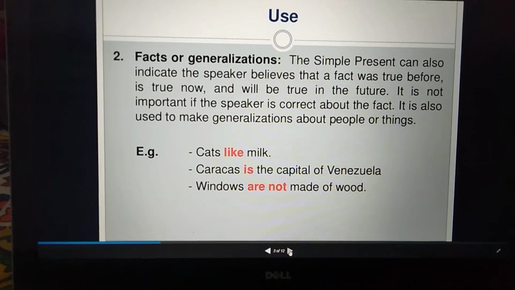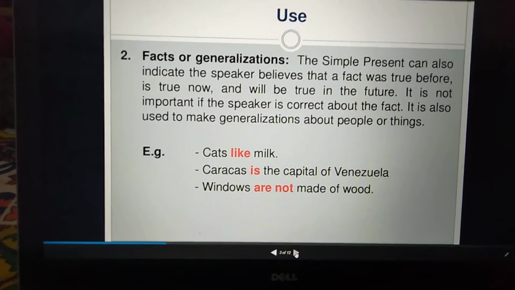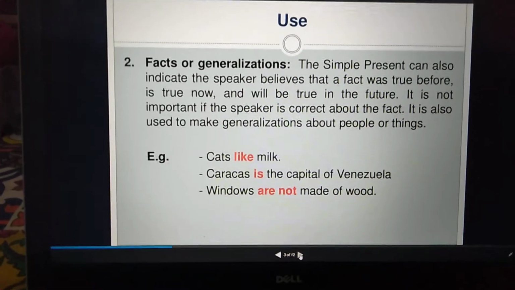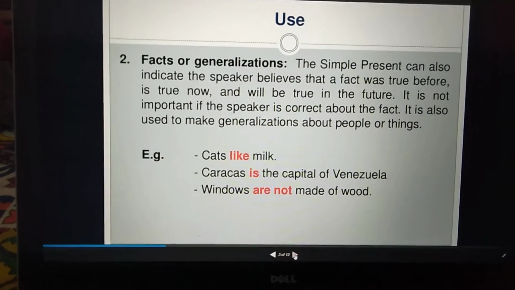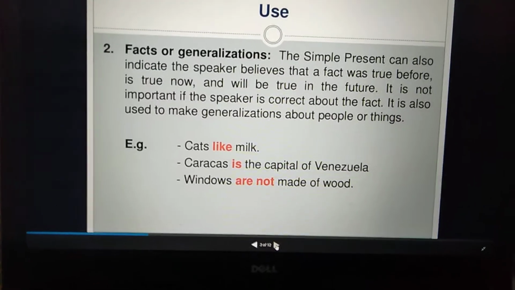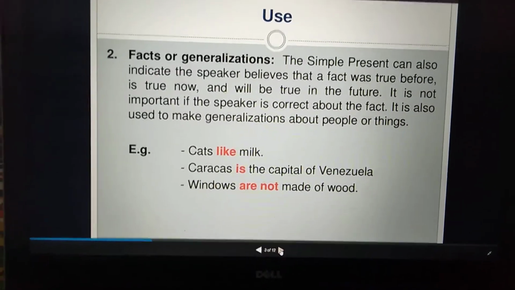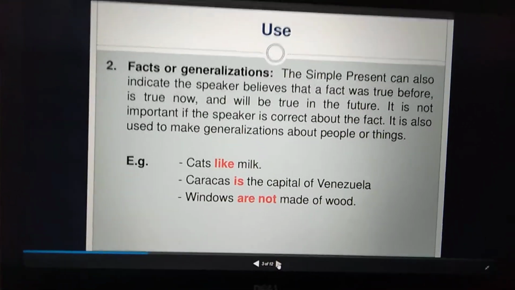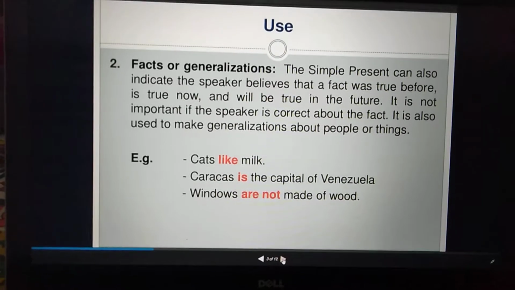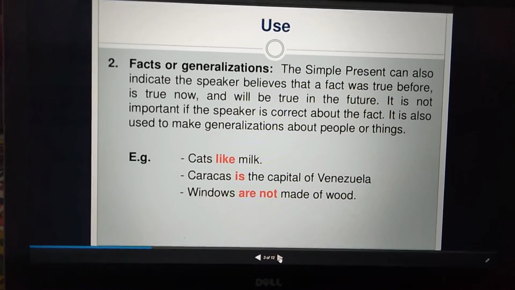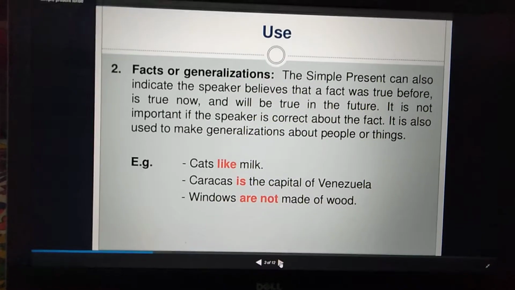For example, if I say that the sun rises in the east, all over the world the sun rises in the east. In Pakistan it does rise in the east. In India it does rise in the east. In England it does rise in the east. And all over the world it's the same, this action is the same. So that's why we call it facts or generalization, or we call it a universal fact or universal truth.